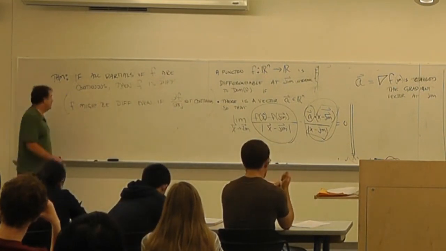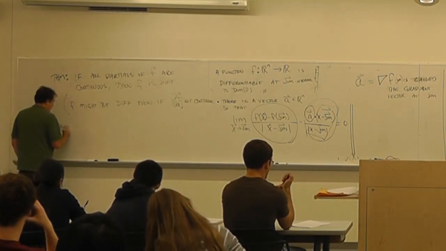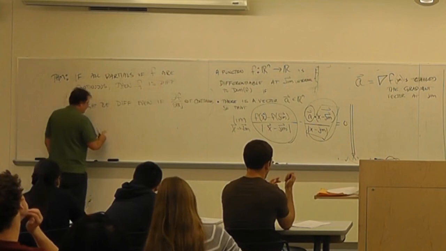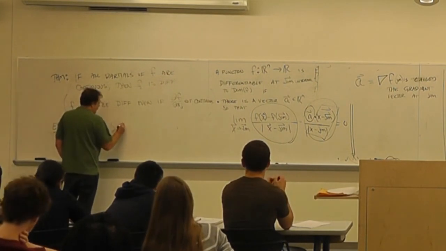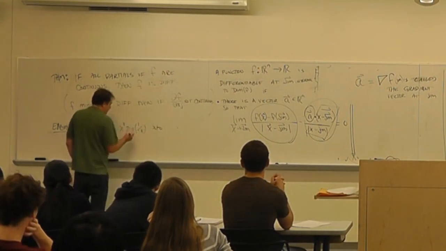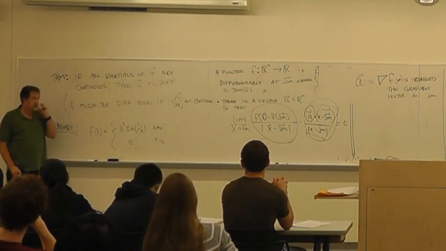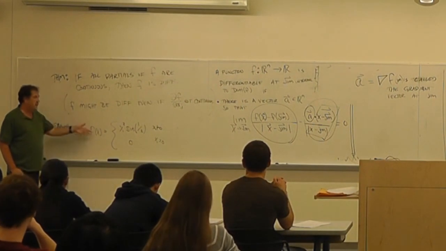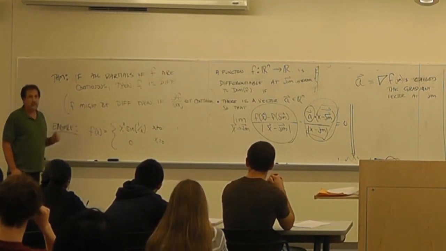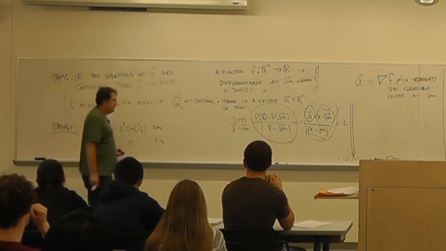An example of this is the function from R1 to R1, which is x squared sine 1 over x if x is not 0, and 0 if x is 0. If you just go through the definition, the derivative at 0 is 0. But the partial derivative, which is just the same as the derivative, is not continuous.